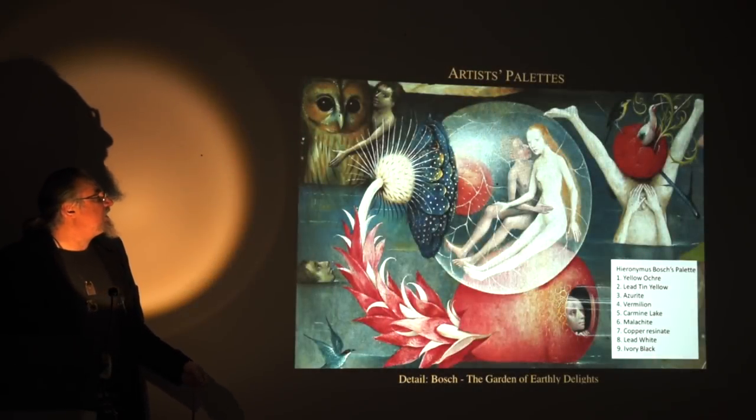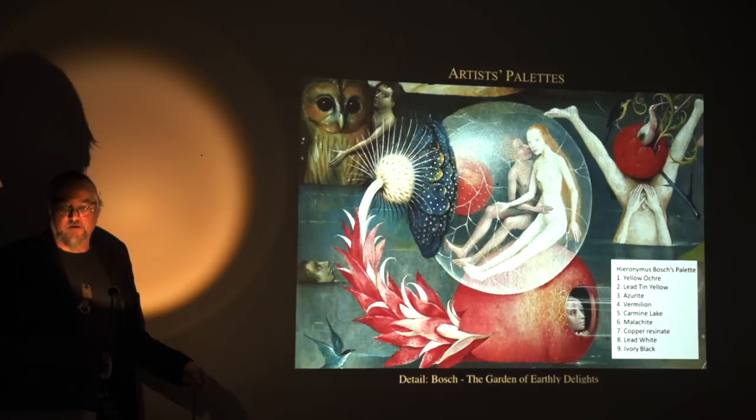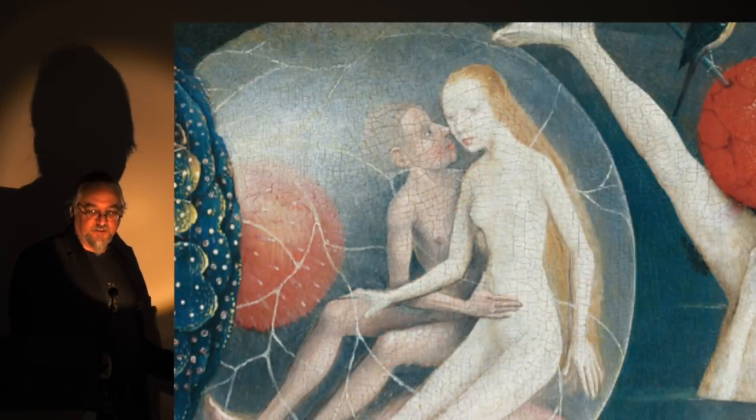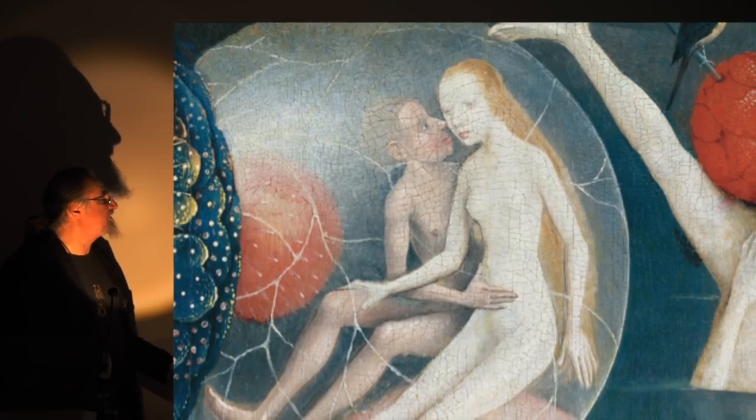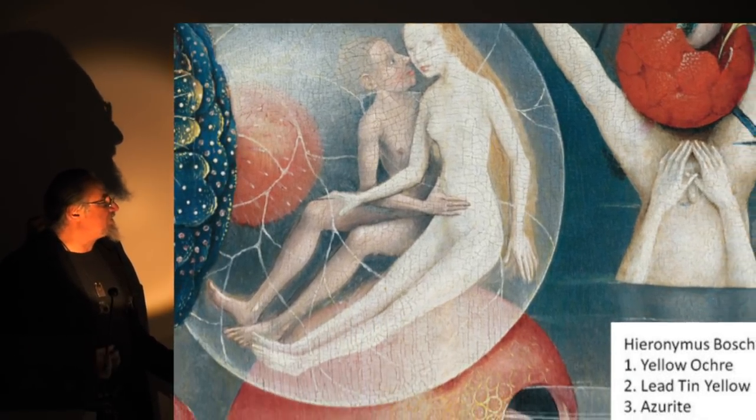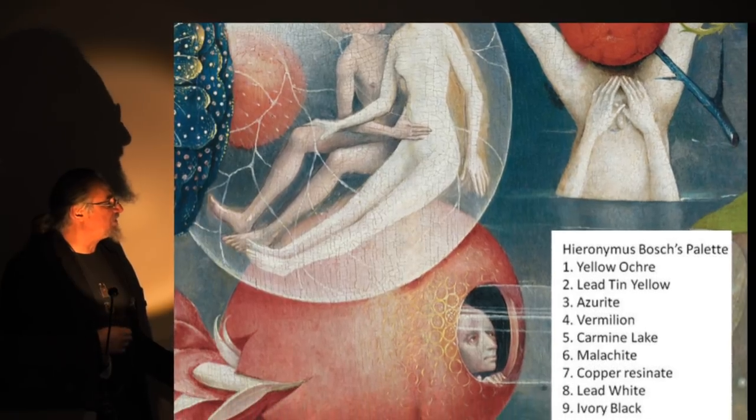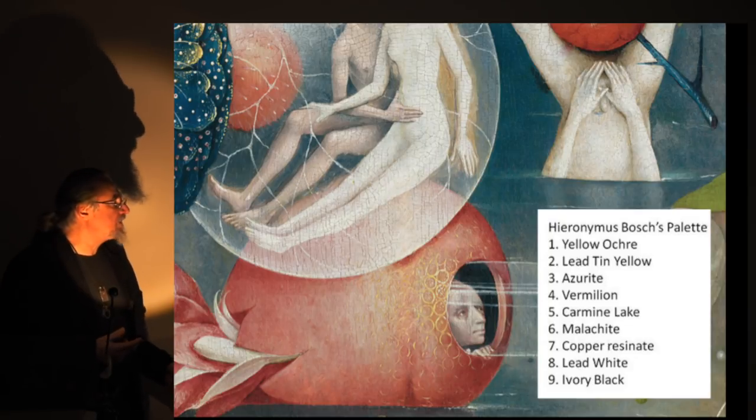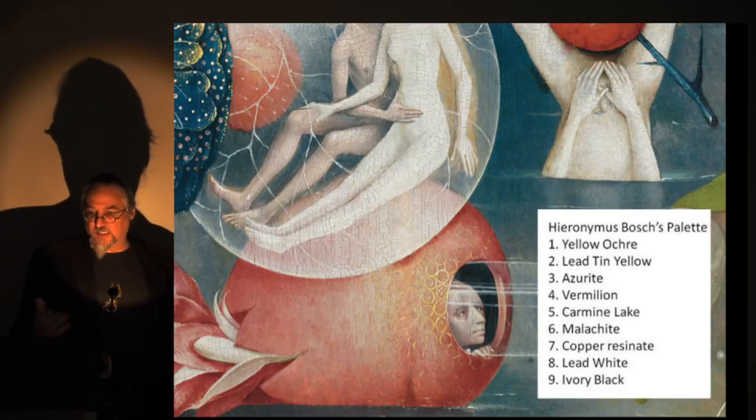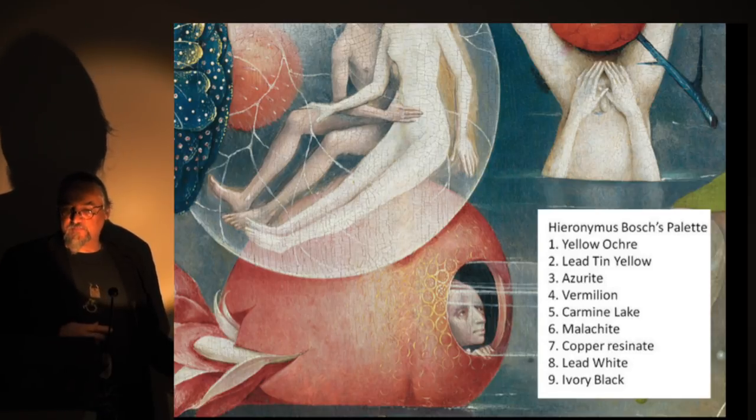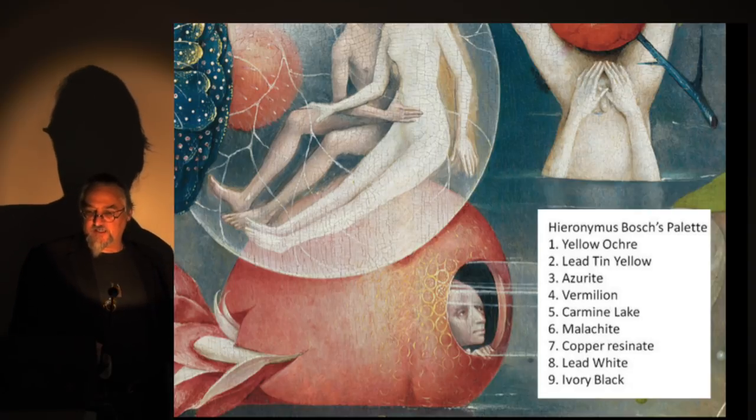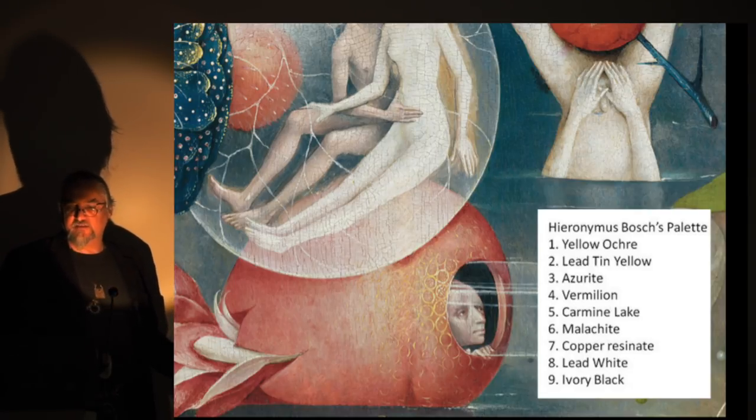Let's have a look now at an artist's palette from the 1500s, Hieronymus Bosch, and an image from his Garden of Earthly Delights. Scholars have been able to restore his works, and in the process of restoration, analyze what pigments he's been using. Typically, Bosch would use yellow ochre, also lead tin yellow. You might be less familiar with this pigment. Azurite for his blues, vermilion for his reds.